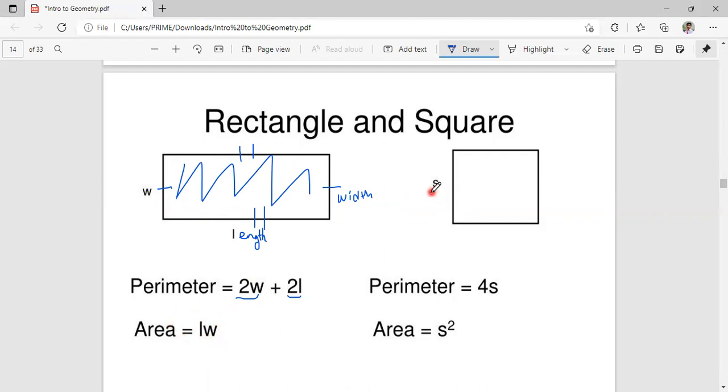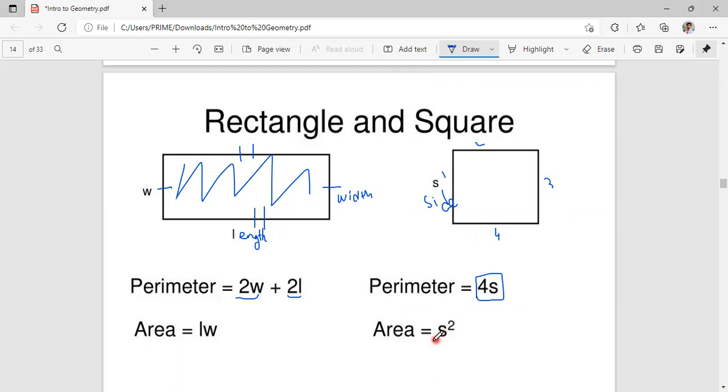Then for the square, what will be the area and the perimeter of the square? The perimeter will be 4S. S is showing this side. So this S was showing this side over here. We have 4 sides: this 1, 2, 3, and this 4th side. We have to multiply these 4 sides, and this will show the perimeter of this square.